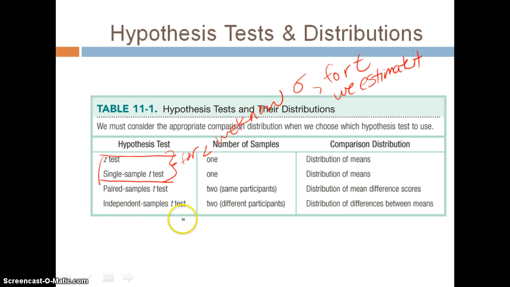For the paired samples t-test, again, like I said, we're talking about a distribution of mean difference scores. So we get a set of difference scores and then we take the mean. Whereas here we get a mean of sample 1 and we subtract the mean of sample 2, and that's why we have a distribution of differences between means.